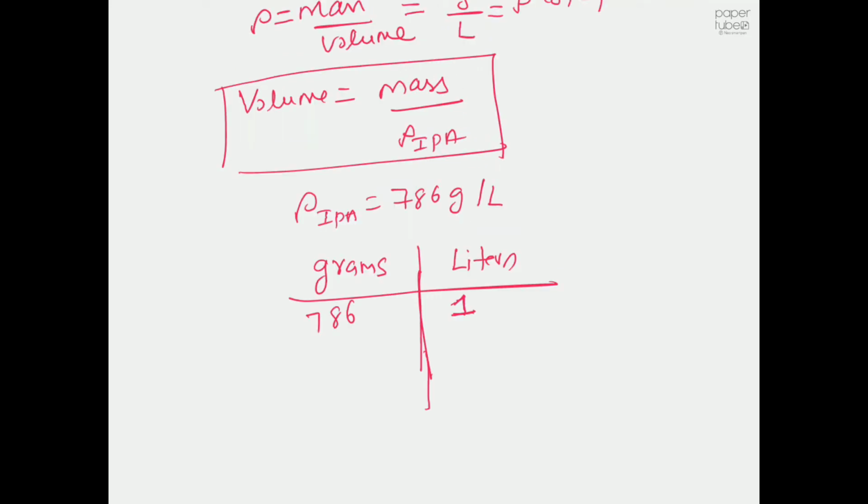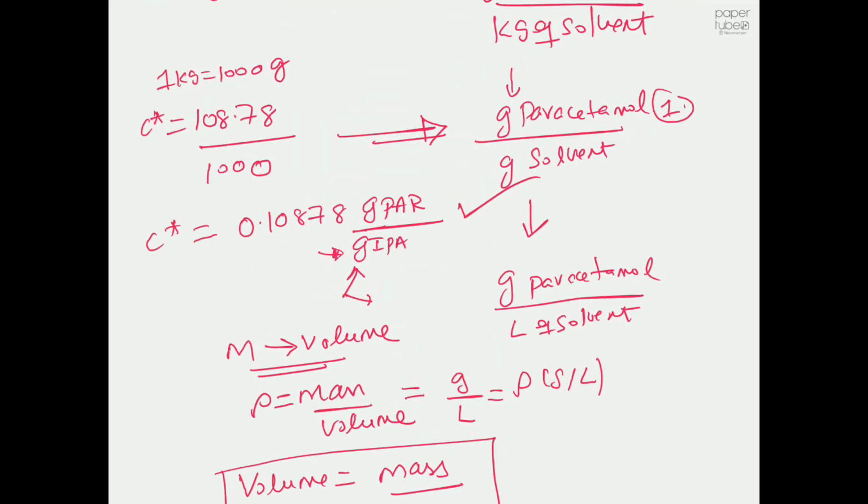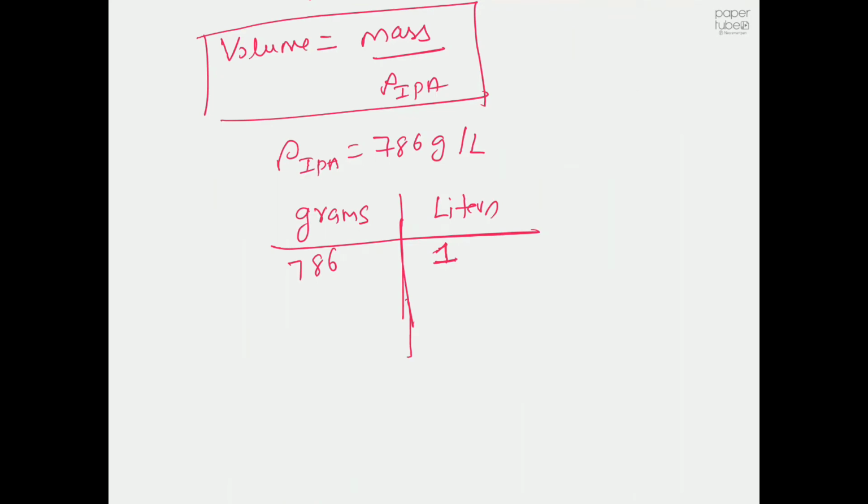So you already have grams of IPA here, so we need to convert this into liters of IPA. 786 grams will weigh 1 liter. So how many liters will 1 gram of IPA be? Just put x, all you need is cross multiplication. Every time follow this simple rule, that will save your life. 786x is equal to 1 multiplied by 1. So x will be equal to 1 by 786.